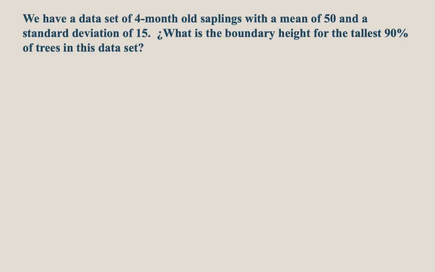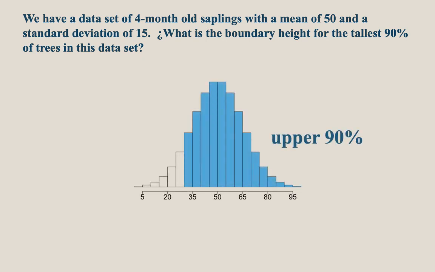Now, the flip side of this problem is to ask in the other direction. So this is almost the same problem, but just asked from a slightly different perspective. We have a data set of 4-month-old saplings with a mean of 50 and a standard deviation of 15. What is the boundary height for the tallest 90% of trees in this data set? So here we're looking for the upper 90%.